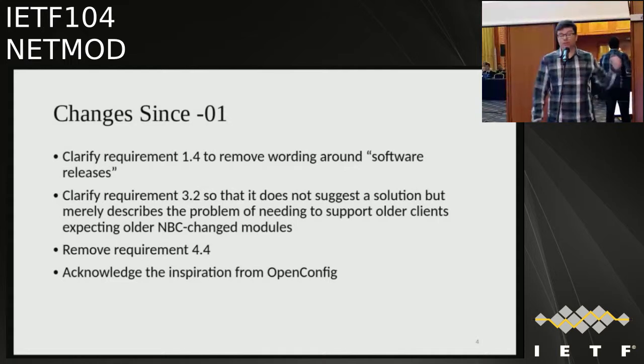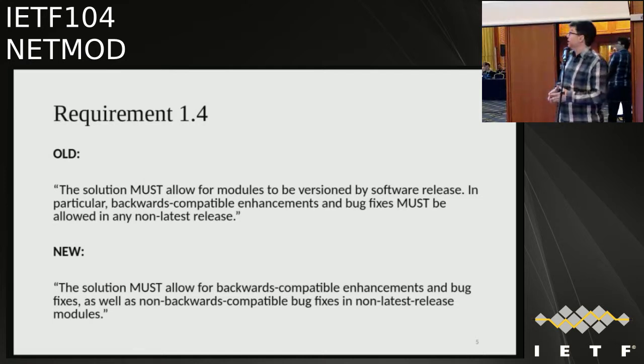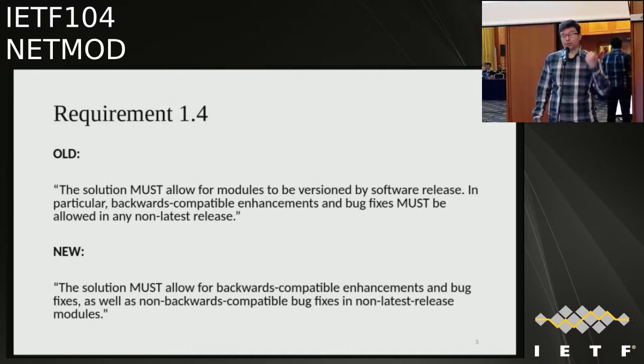Let's take a deeper look into that. So this is the old text of requirement 1.4. Again, we pulled out that talk about software releases, sort of vendor release text, and we made it a little bit more generic. The solution must allow for backwards compatible enhancements and bug fixes, as well as non-backwards compatible bug fixes in non-latest release modules. We'll get into branching in a minute when I ask the various questions, but this was trying to address the need for some level of branching where we do want to make changes to the non-current or non-head version of a module.